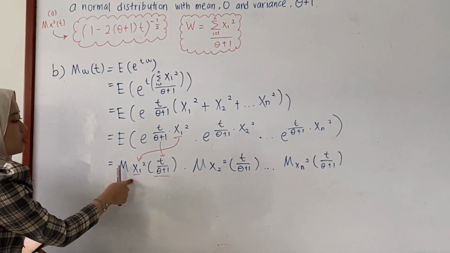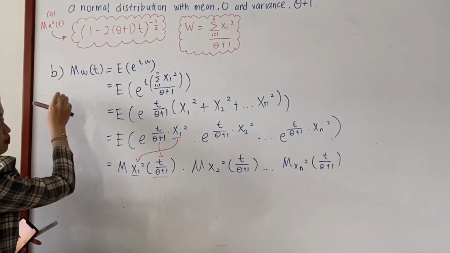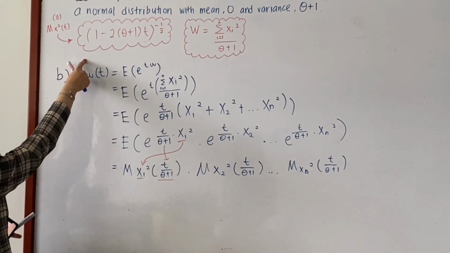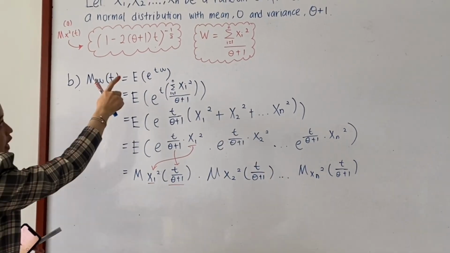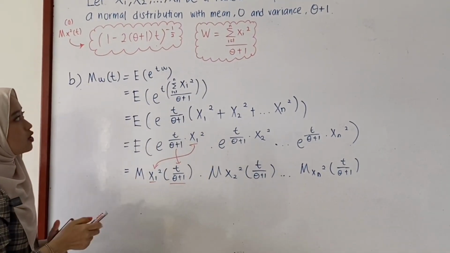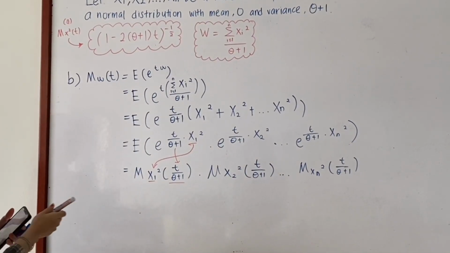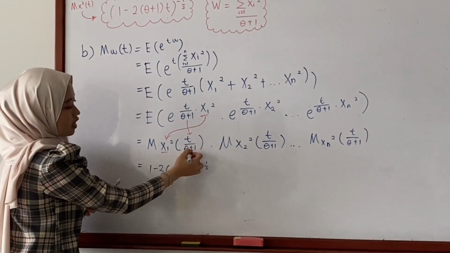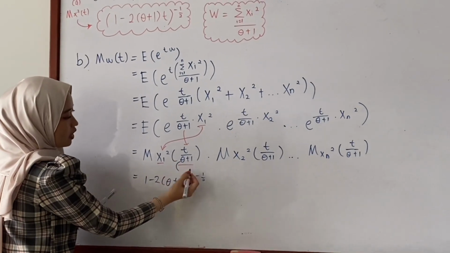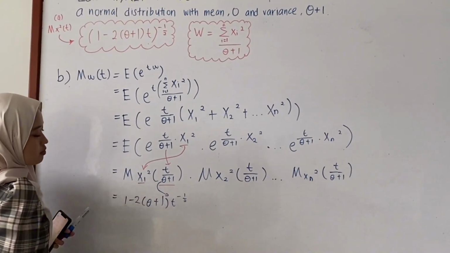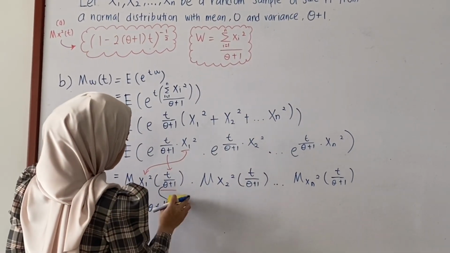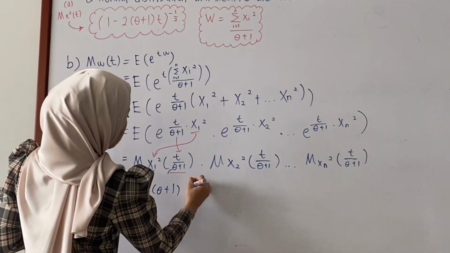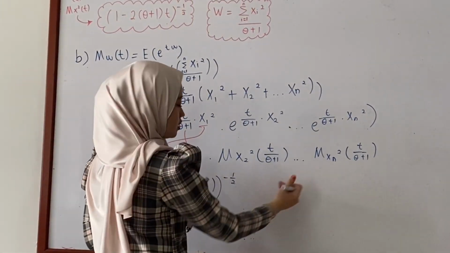So here, you need to substitute from equation A, which is 1 minus 2 theta plus 1 t to the power of negative 1 over 2. So you can just substitute it. So t here, you can substitute from above. Same as the rest.